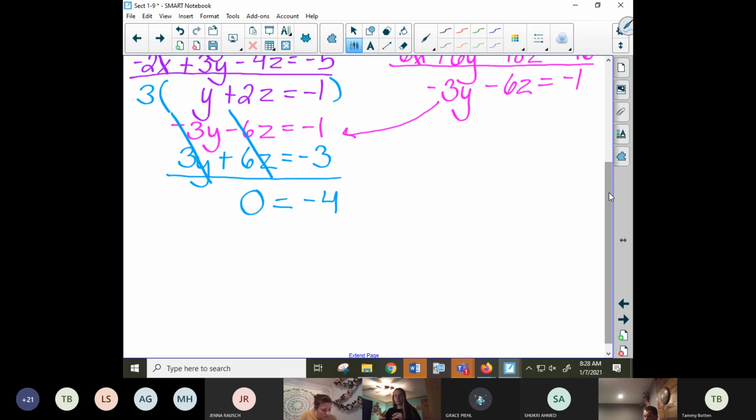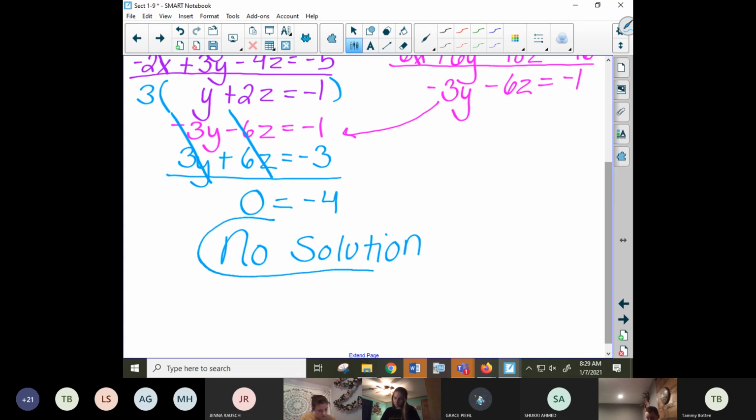So this is one of those special ones. It's either no solution or infinitely many solutions. And because 0 does not equal a negative 4, it's no solution. If it were infinitely many solutions, our y's would have crossed out, our z's would have crossed out, and our constants would have crossed out. So you're going to like the ones that are no solution or infinitely many solutions because you get to stop a lot quicker. Okay?